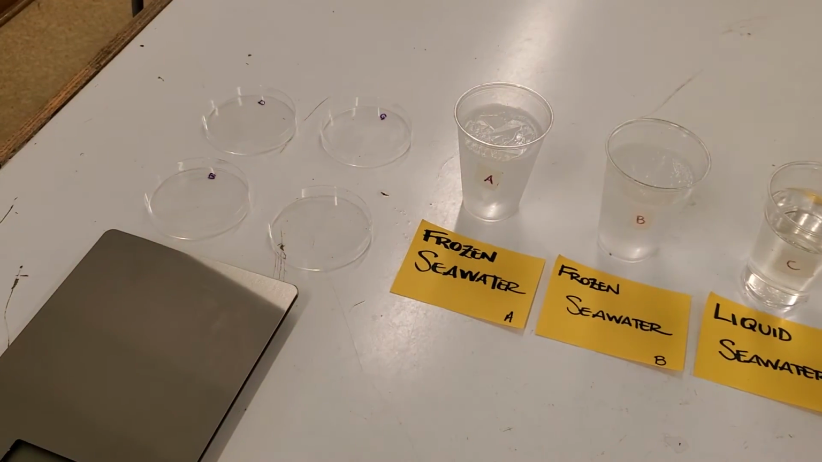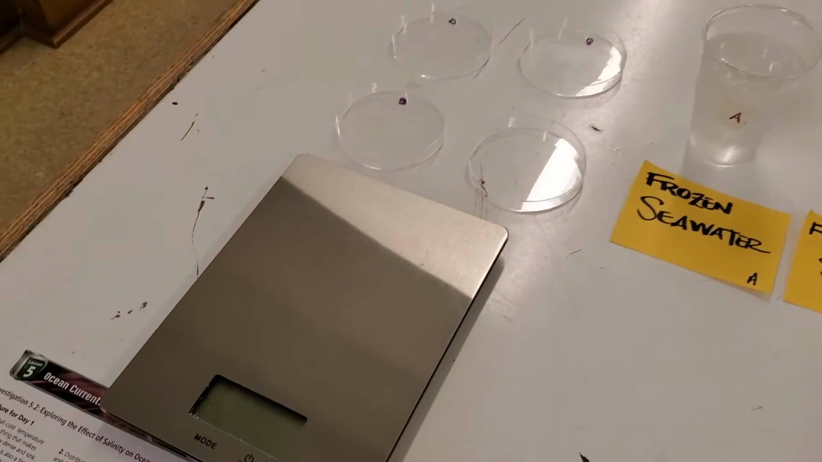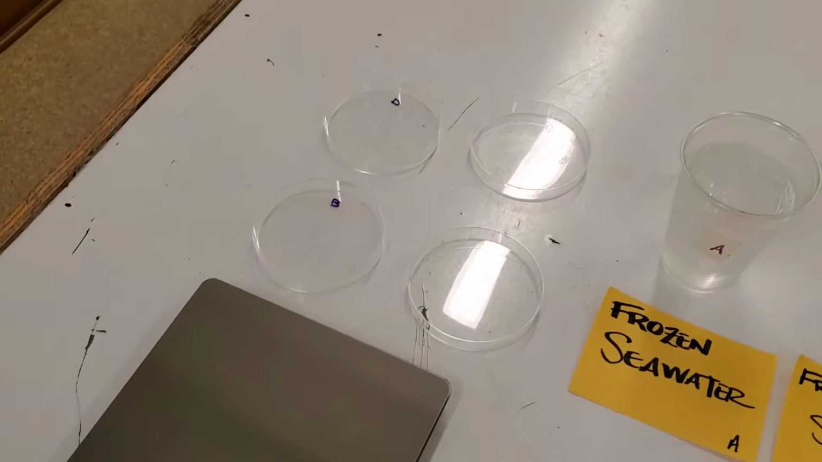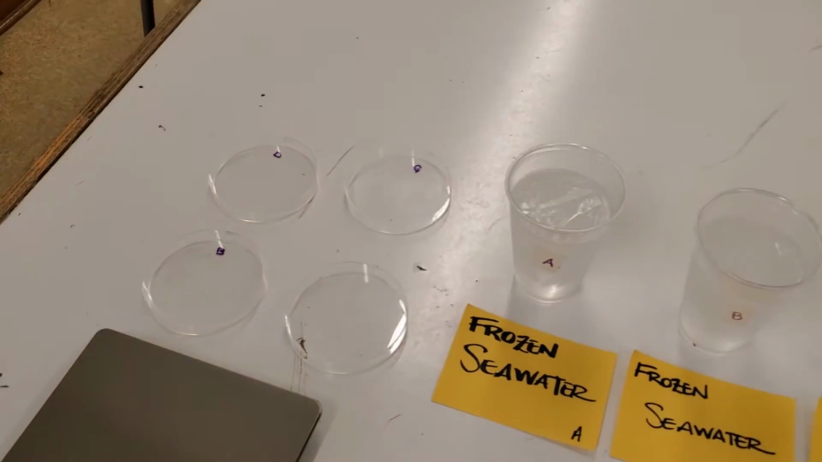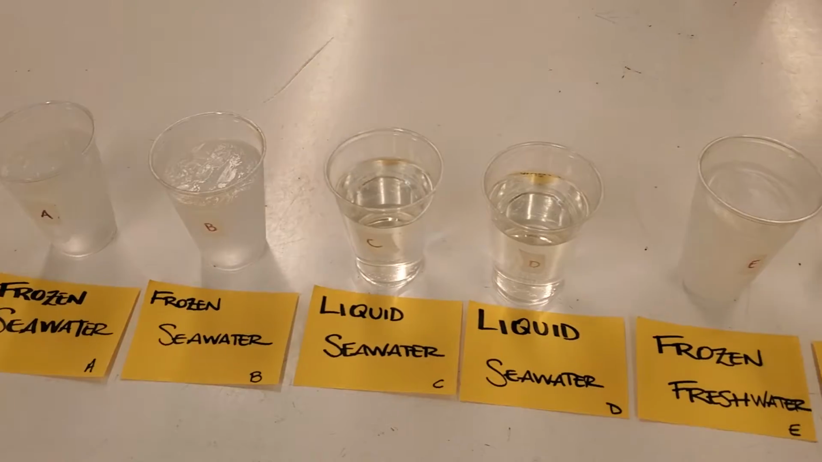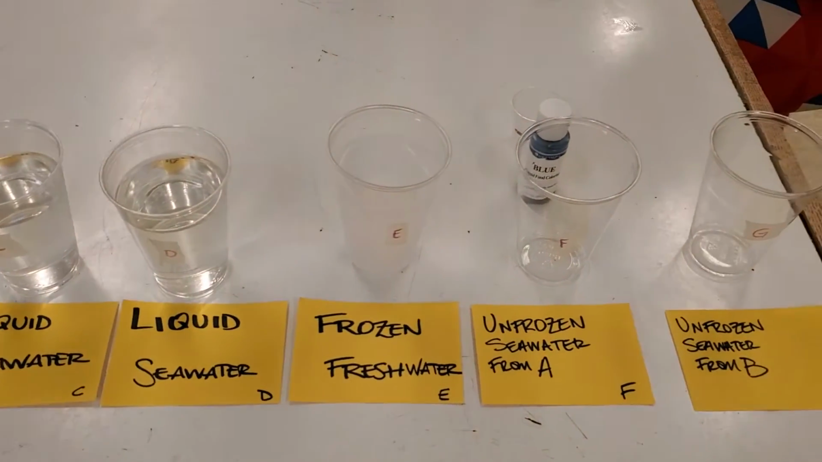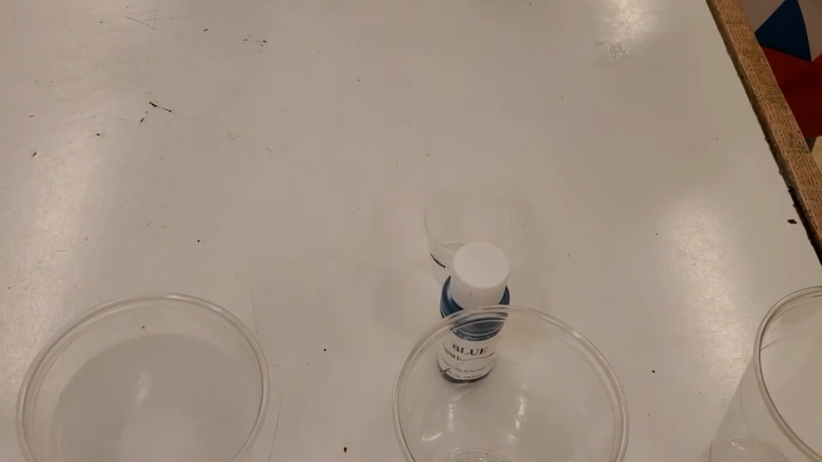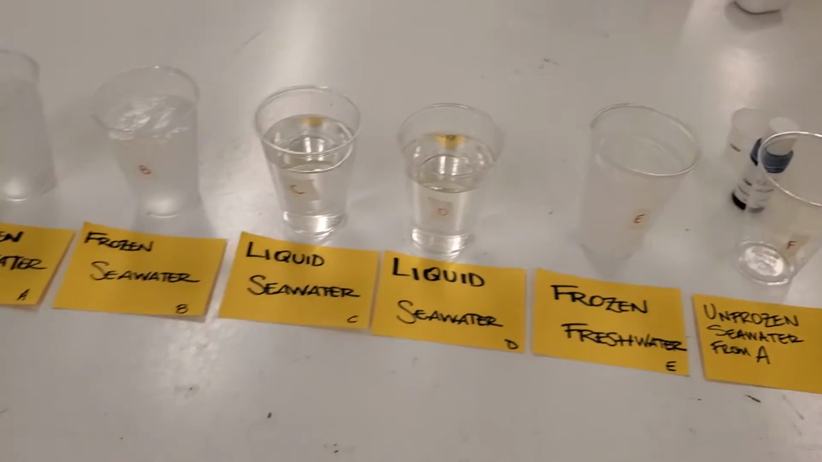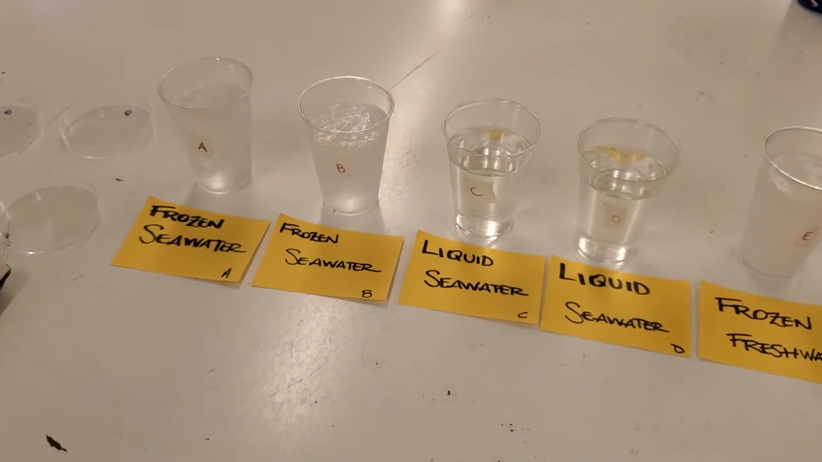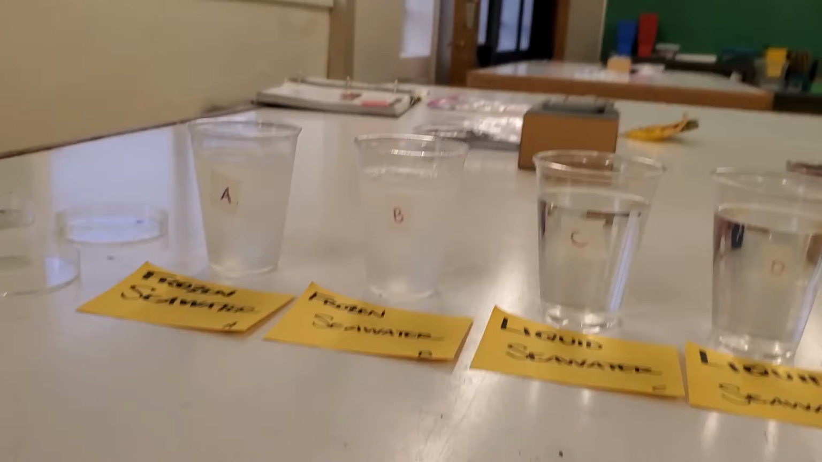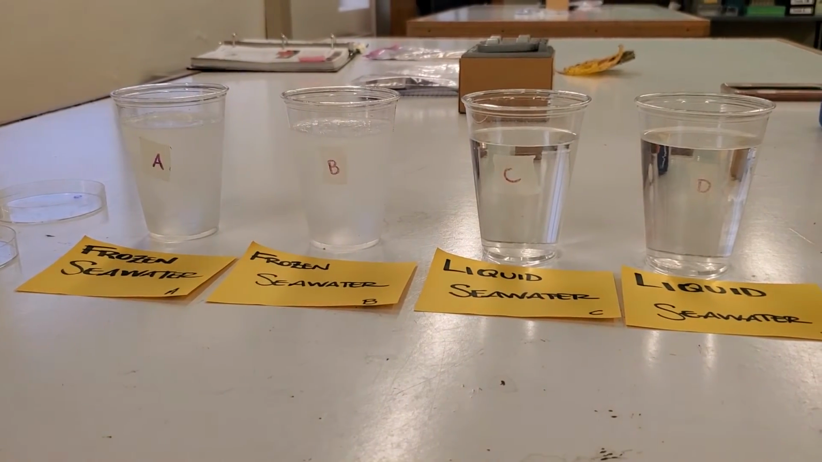All right, good morning. Here we are at 5.2, and the things we have today are a scale, Petri dishes, and then all of these cups of water, a little measuring cup, and some food coloring. So we have to work kind of quick, so we'll explain more in a minute. But we're testing how salinity affects ocean currents.